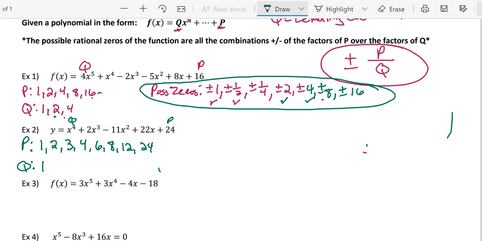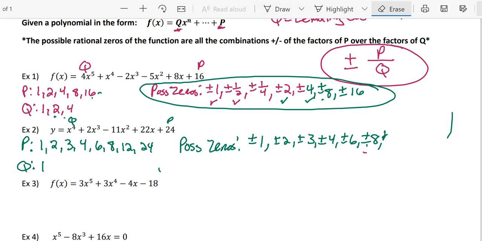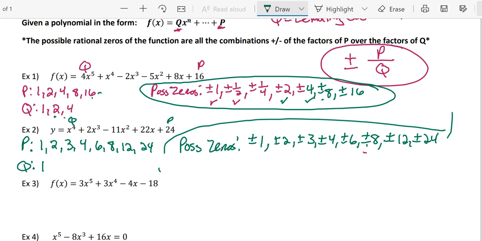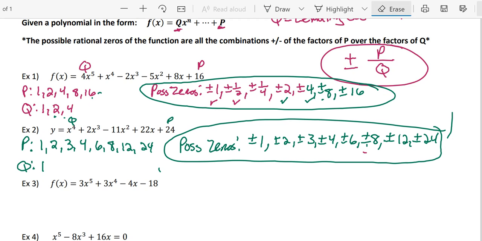So my list of possible rational zeros is going to be, I'm going to go in order. Plus or minus 1 over 1 is 1. Plus or minus 2 over 1 is 2. Plus or minus 3. Plus or minus 4. Plus or minus 12. Plus or minus 24. So those would be all of my possible zeros for this problem.